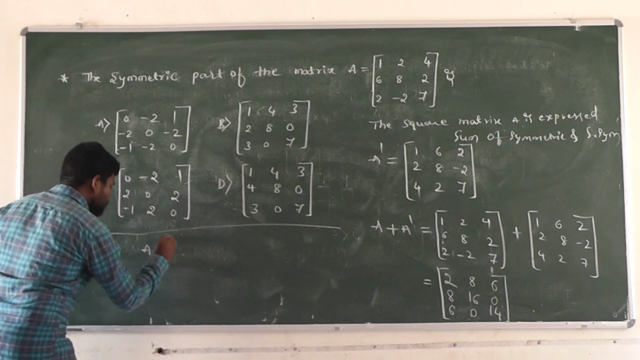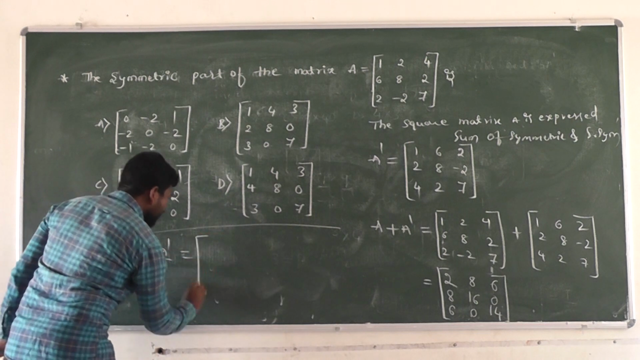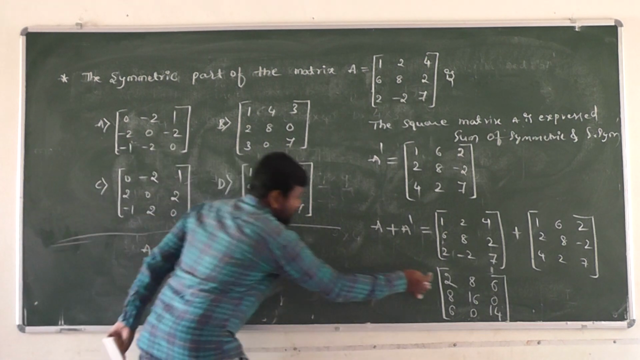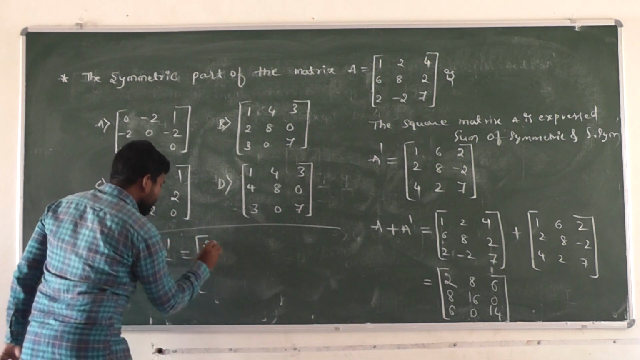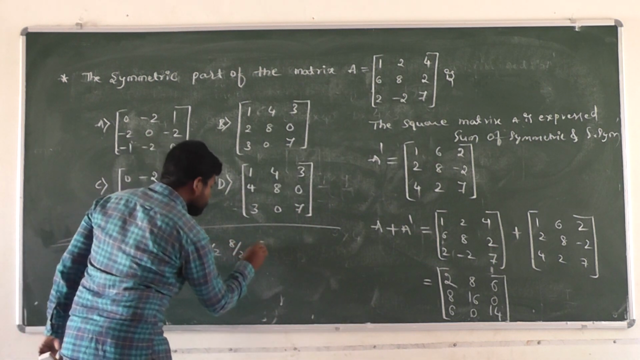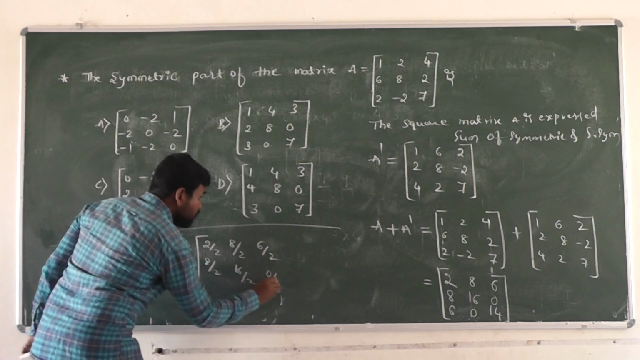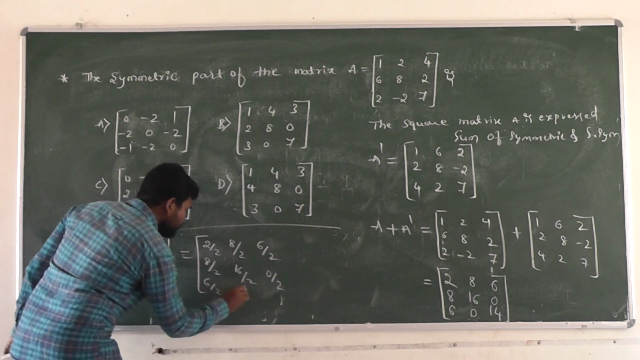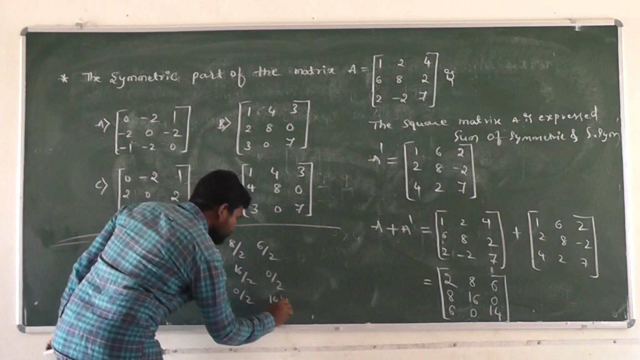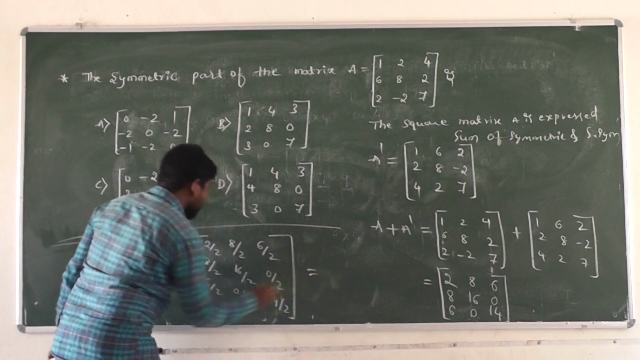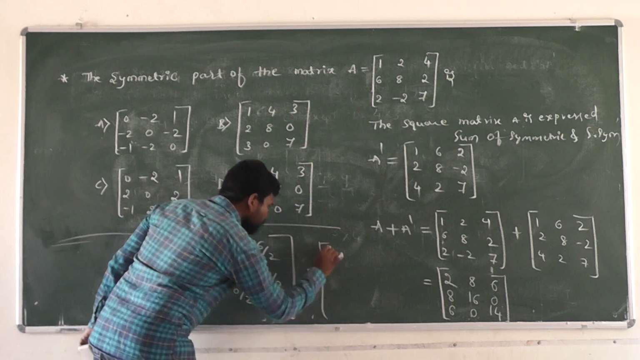A plus A transpose divided by 2 is equal to dividing every element of the matrix by 2. 2 divided by 2, 8 by 2, 6 by 2, 16 by 2, 0 by 2, 6 by 2, 0 by 2, 14 by 2, right? And what happens here? 2 by 2, 1.